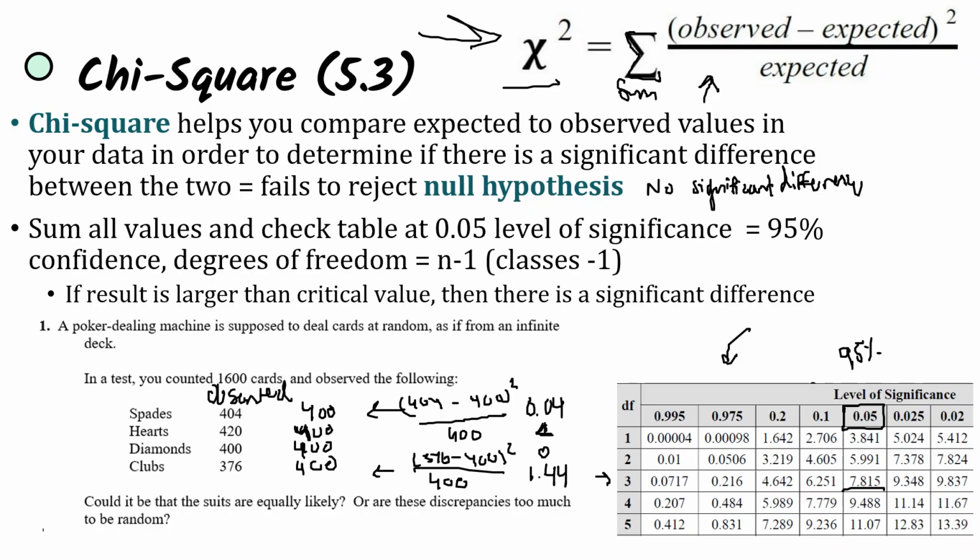And the last step is observing this sum notation symbol. That means we need to add up all of these values. And adding up all of these values gets you an answer of 2.48. Now we have to find the right value on our chi-square chart in order to make this comparison.